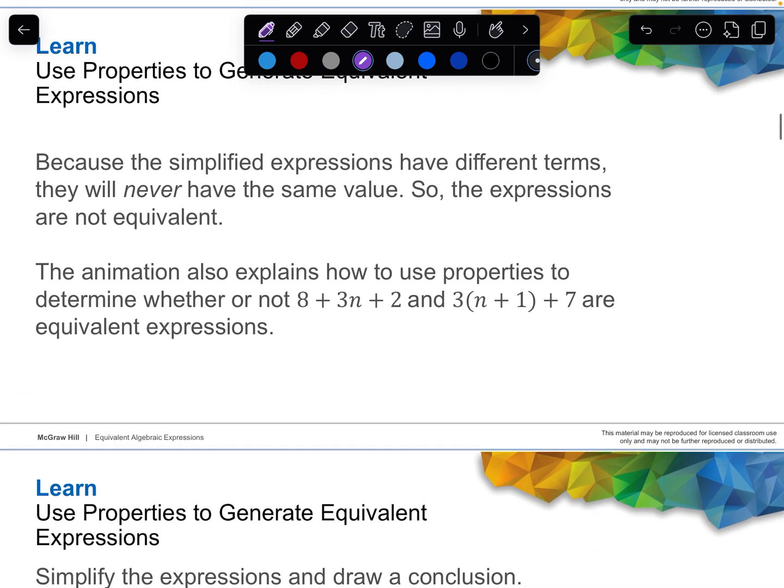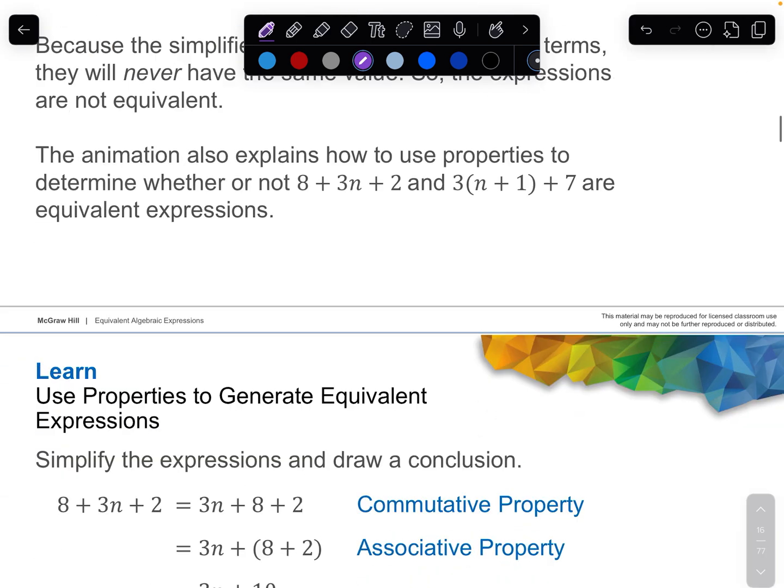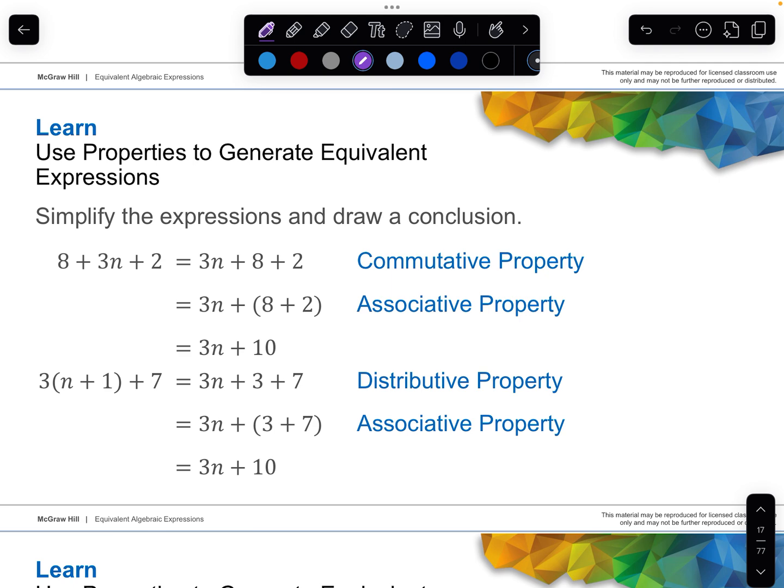We're going to look at another example where we determine whether or not 8 + 3n + 2 and 3 times (n + 1) + 7 are equivalent. Let's take a quick look. Let's simplify 8 + 3n + 2. I'm going to apply the commutative property to regroup. That gives me 3n + 8 + 2. I enclose these within parentheses to apply the associative property, which gives me 3n + 10.